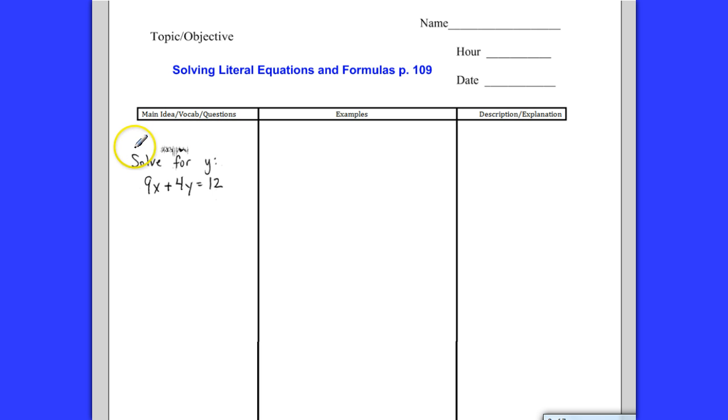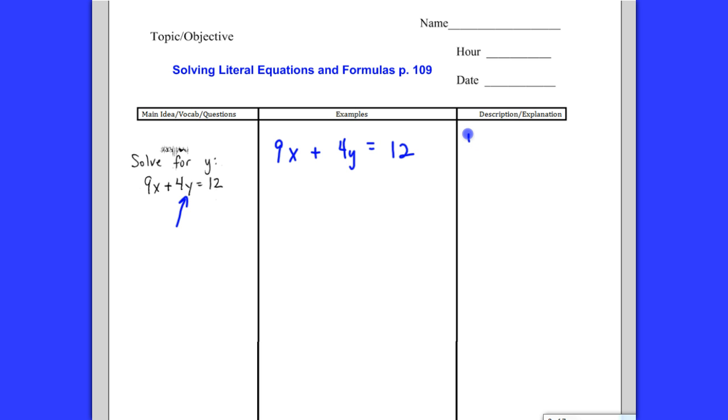All right, here's a question right here. It says solve this one for y. We talked about literal equations in the last video. So again, using the template here, let's recopy the question in the middle here, make some notes on it. You got 9x plus 4y is equal to 12.